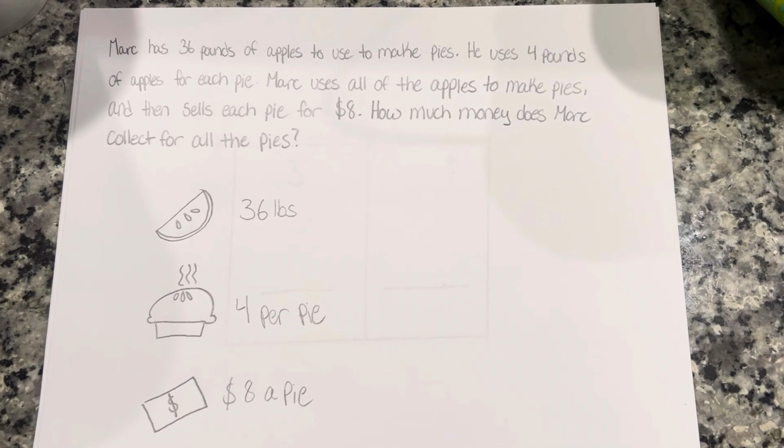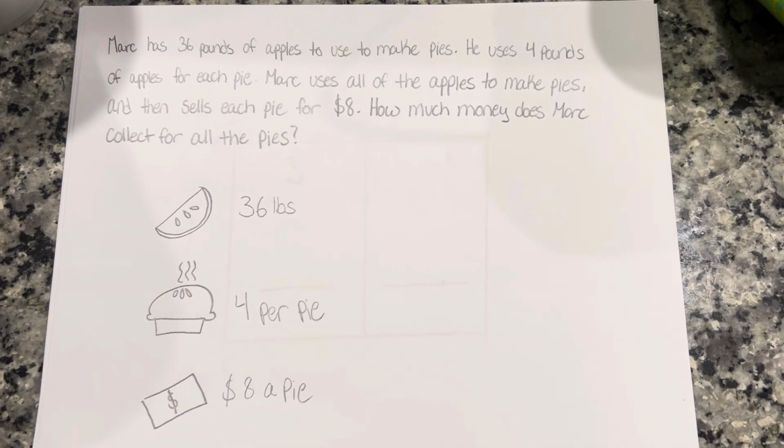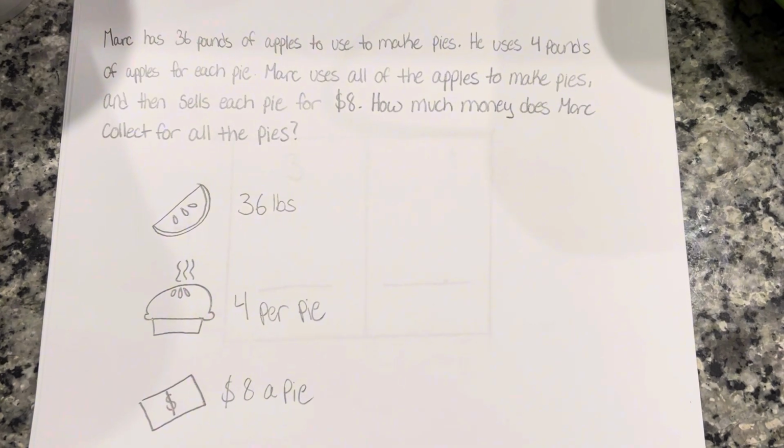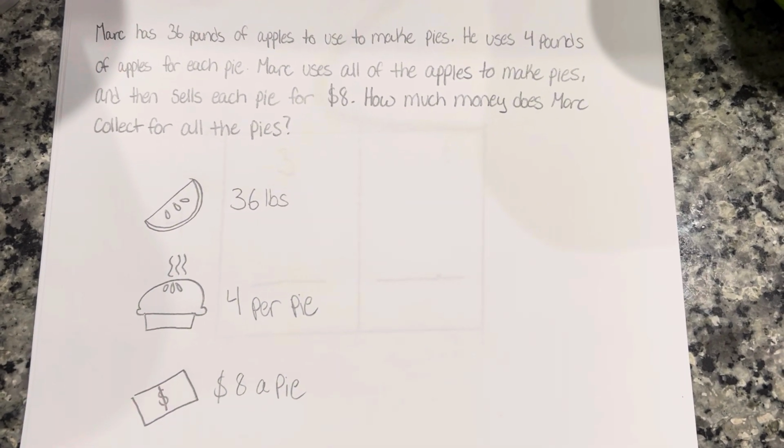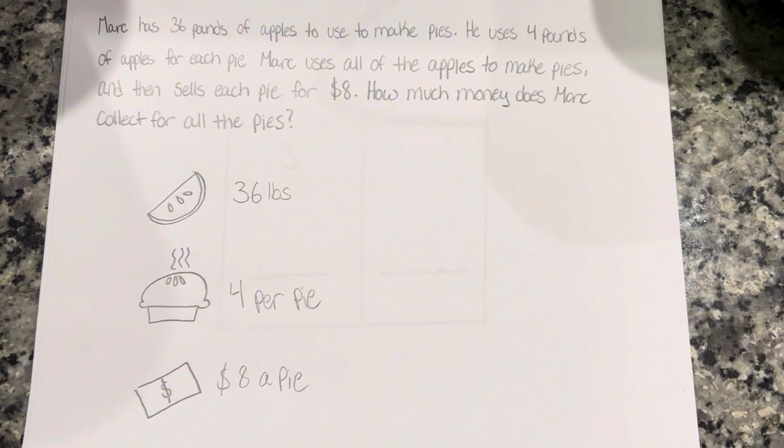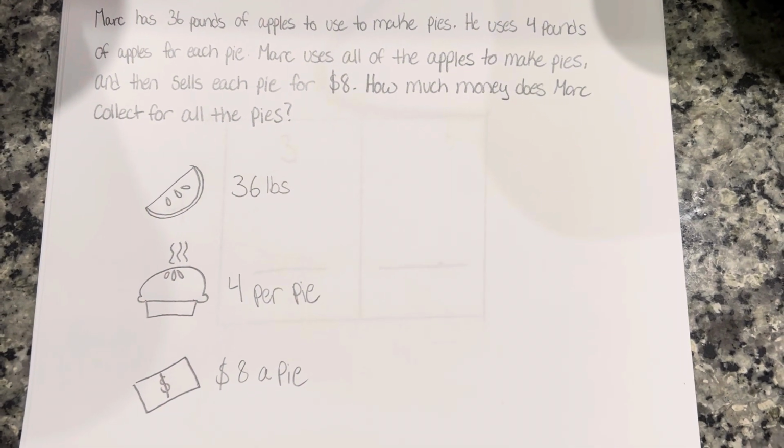Mark has 36 pounds of apples to use to make pies. He uses 4 pounds of apples for each pie. Mark uses all of the apples to make pies and then sells each pie for $8. How much money does Mark collect for all the pies?